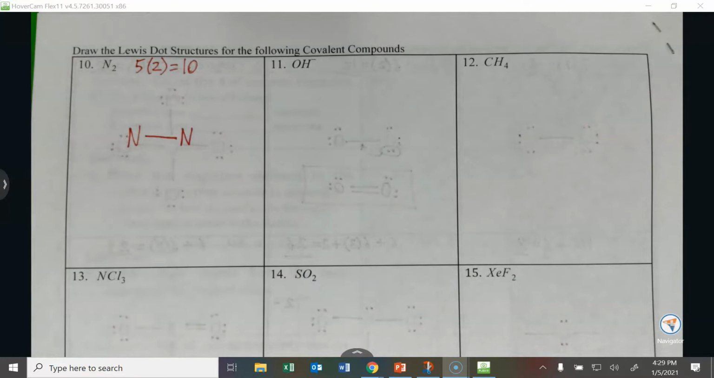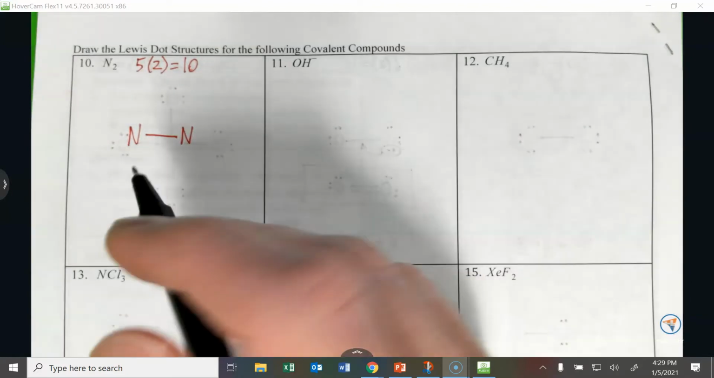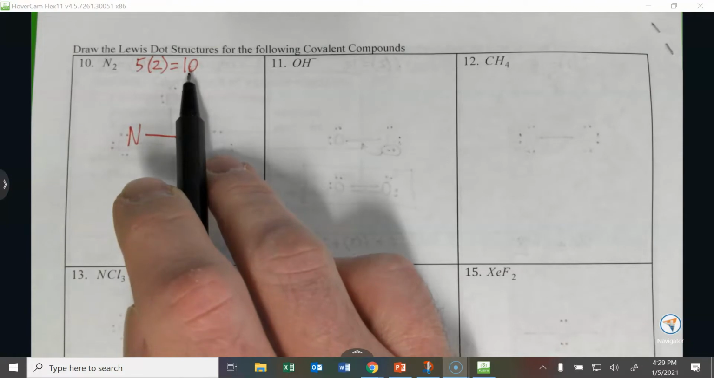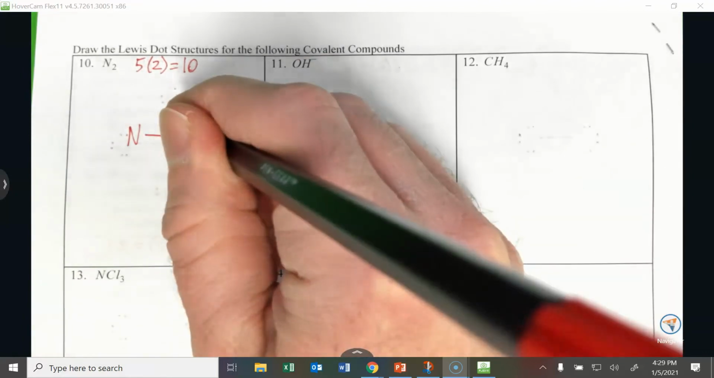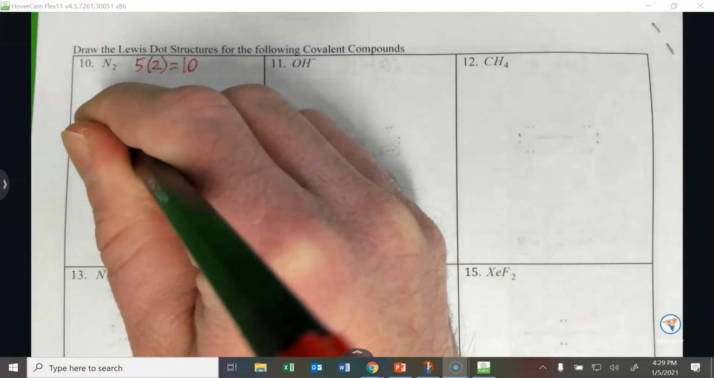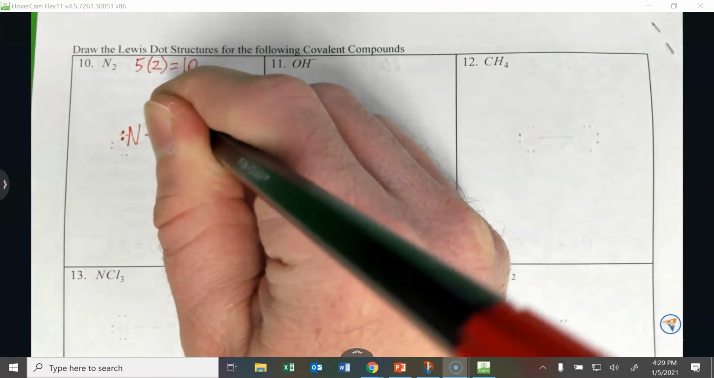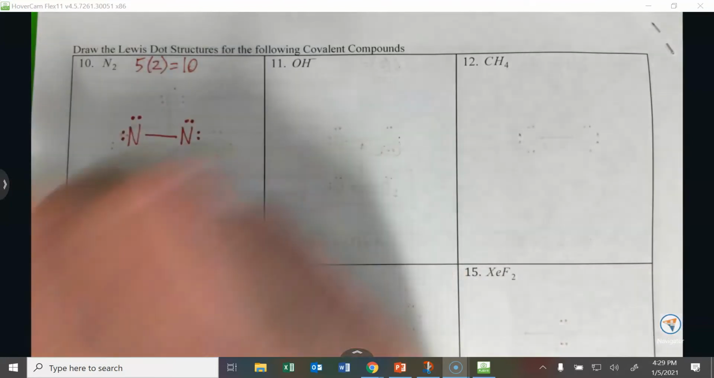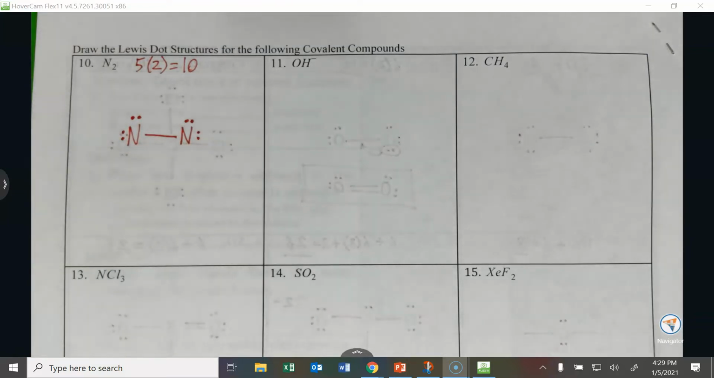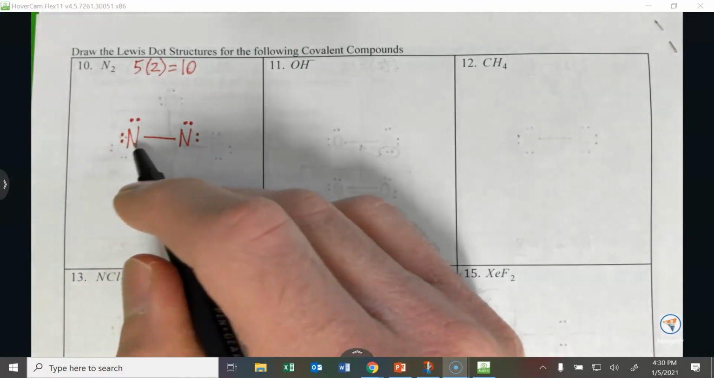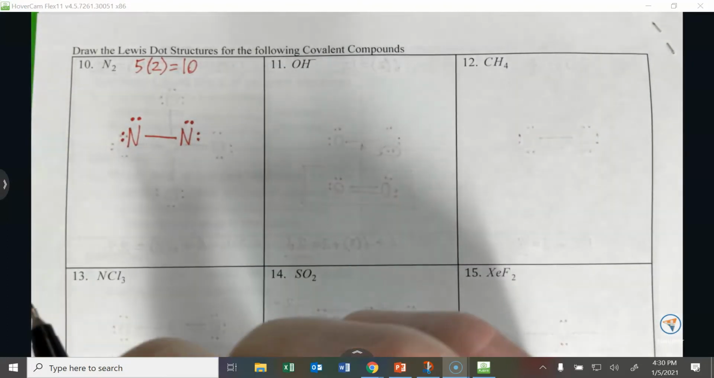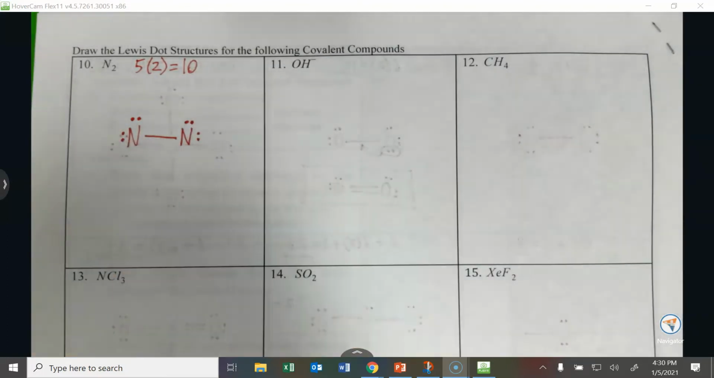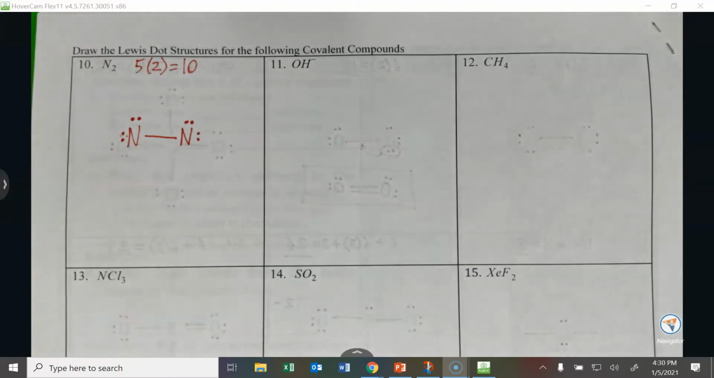Then we want to go to the outside, which again doesn't really matter which one yet. We're going to end up using all 10 electrons. So we have 2, 4, 6, 8. Okay, now I've used all 10 electrons. We want to ask if everyone is happy. Nitrogen on the left has 2, 4, 6 valence electrons. That's not enough. Nitrogen on the right has 2, 4, 6 electrons. That's not enough. So they're both unsatisfied.